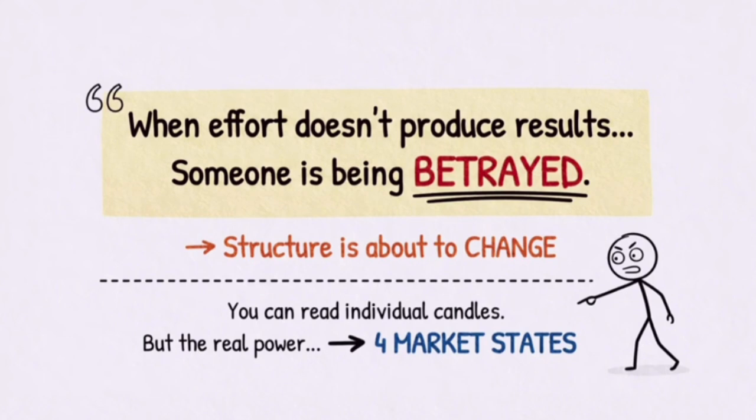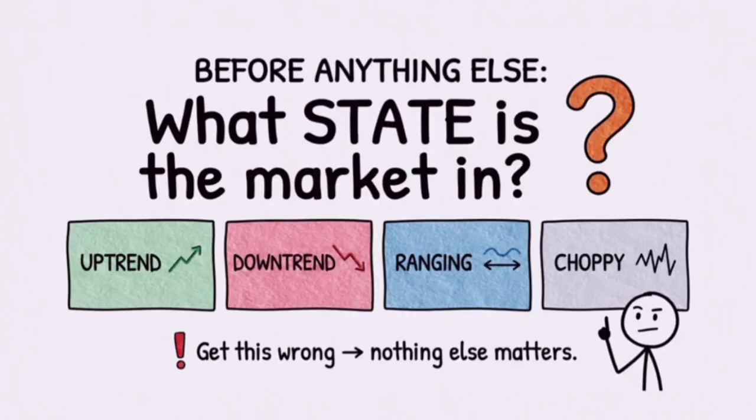Now you can read individual candles, but the real power comes when you zoom out and see the bigger picture, the four states that every market constantly cycles through. Before you ever think about placing a trade, before entries, before stop losses, before anything, there's only one question you need to answer. What state is the market in? There are four, and if you get this wrong, nothing else matters.